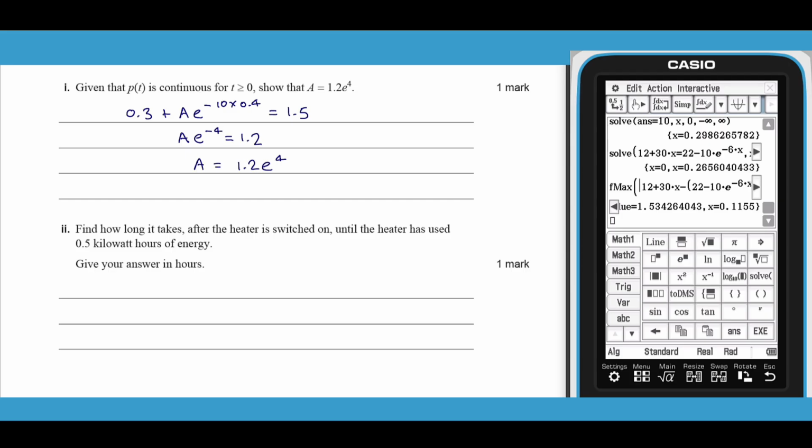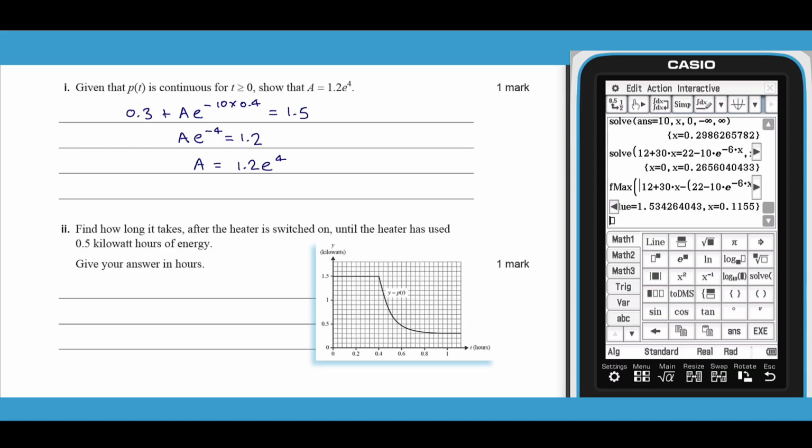In Part F, Part 2, we are asked how long until the heater has used 0.5 kilowatts. As energy use can be found as the area under the graph of P of t, I'm going to calculate the amount of energy used for the first 0.4 hours by multiplying 0.4 by 1.5. Based on this, the time when the heater has used 0.5 units has to be less than 0.4 and can be found by solving t times 1.5 equals 0.5. This can be solved without the need for any CAS to find that t equals 1/3 hours.